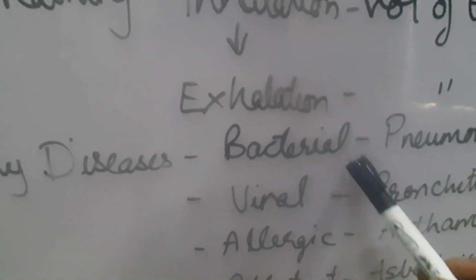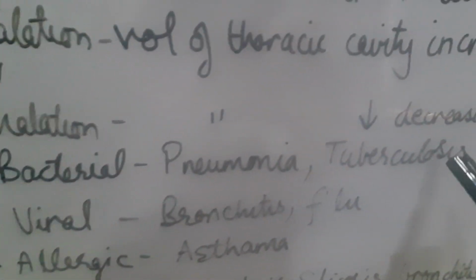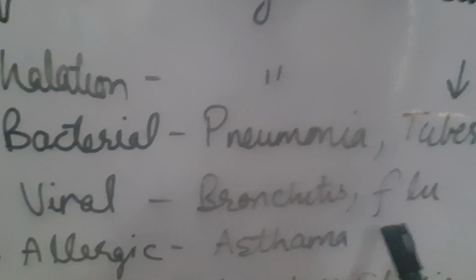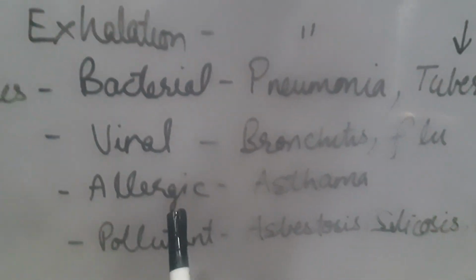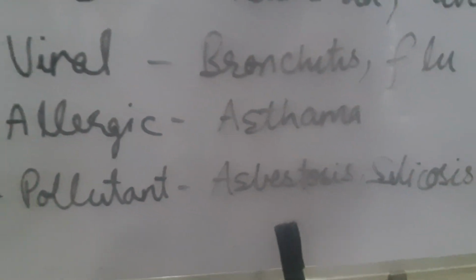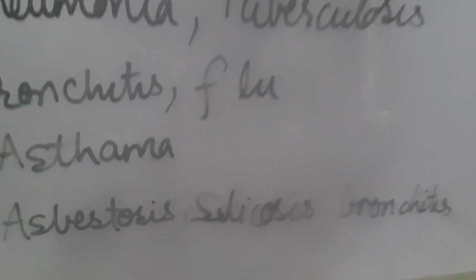Lastly, we have respiratory diseases. We have bacterial like pneumonia and tuberculosis. Here, remember the role of BCG vaccine. Viral, we have bronchitis, influenza or flu. Allergic, we have asthma. And in pollutant, we have asbestosis, silicosis, bronchitis.